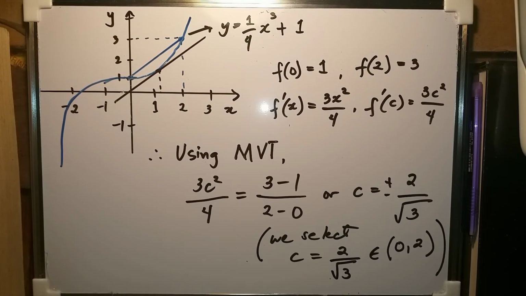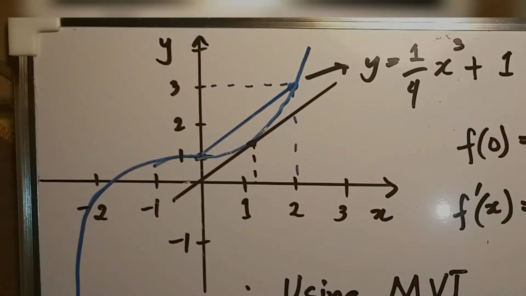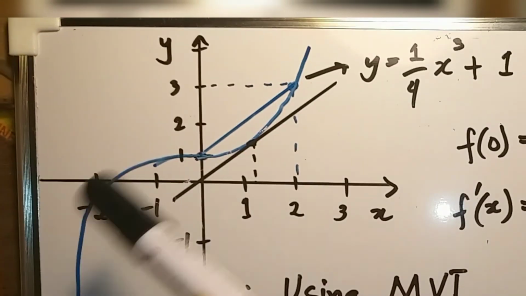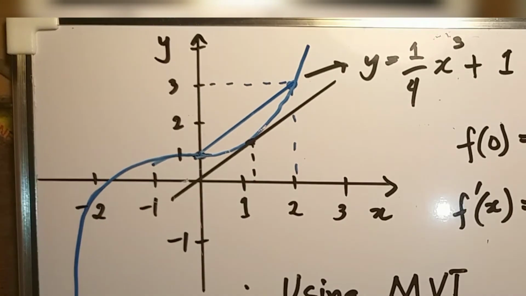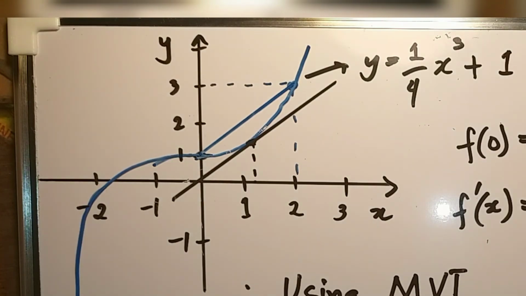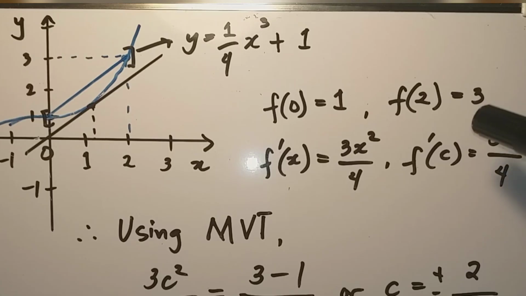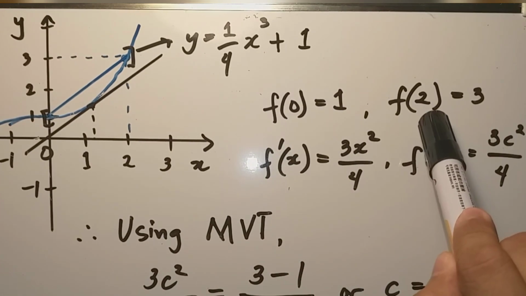So here's the solution. Let us first verify the assumptions of the mean value theorem. Here's the graph of y equals 1/4 x cubed plus 1. As we can see, we have the blue curve. We can see that it is continuous and differentiable. In the problem, the designated interval was 0 to 2. So we have here 0 to 2. As we can see, f of 0 is equal to 1. f of 2 equals 3.